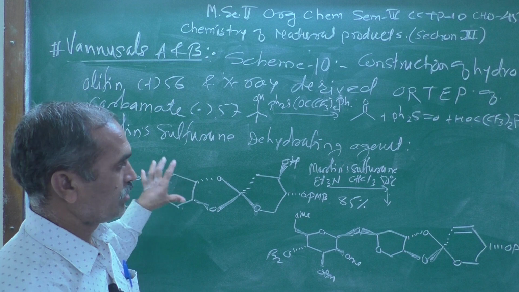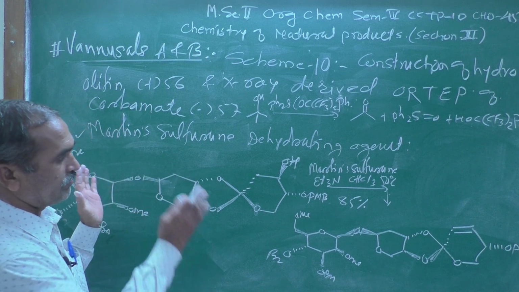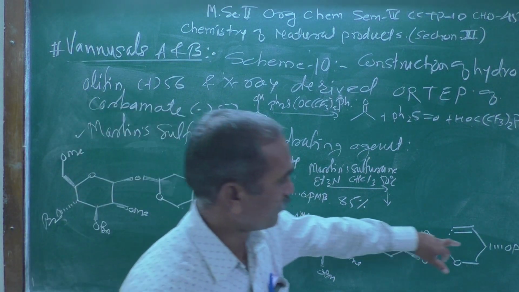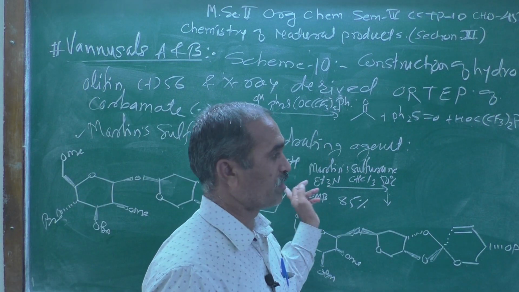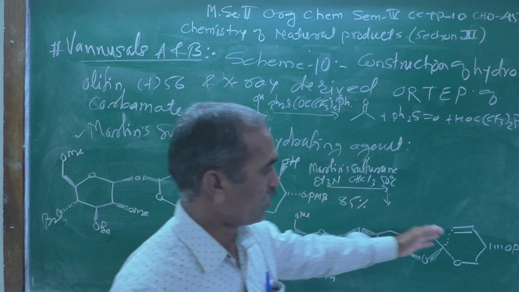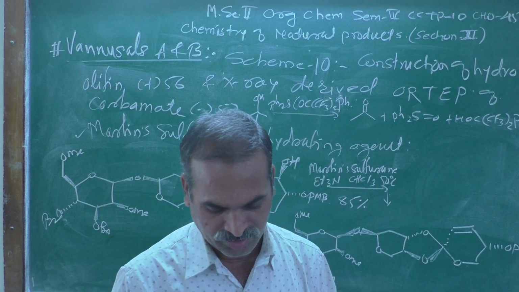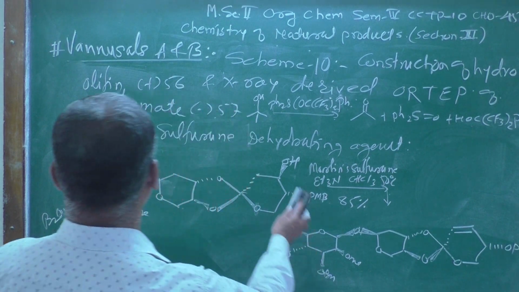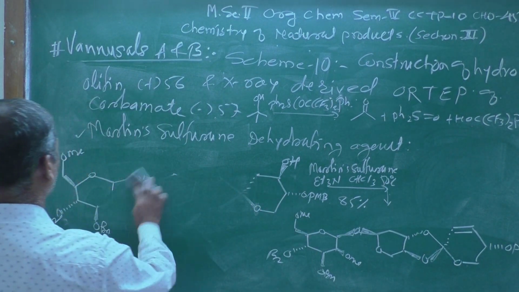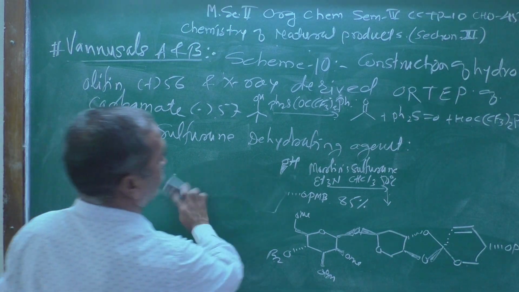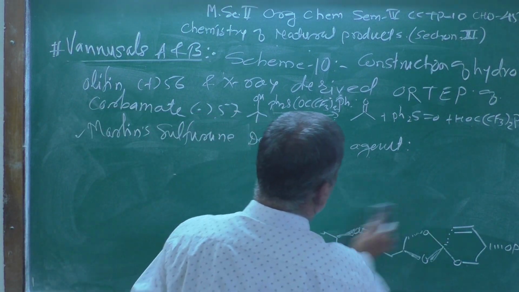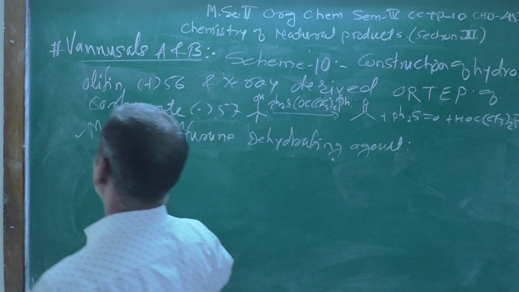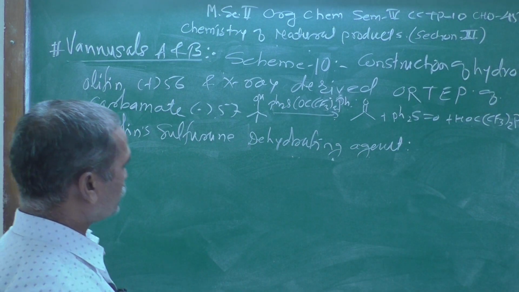See how easy this is. Most students get afraid by looking at this complex molecule, but here only a secondary alcohol is present, and you will get olefin formation. This is one of the examples. Now let me give one more example, so that you can understand it. Let's see another example of Martin's sulfurane.